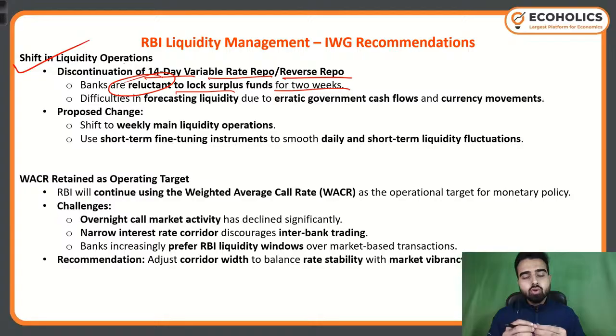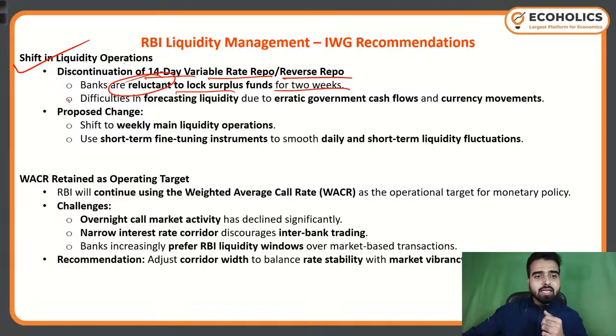Okay, so banks are reluctant under a 14-day. If you see, let's take an example of repo rate. Now RBI is lending. Even under the reverse repo rate, if RBI is getting money from the market, any banking entity doesn't want to deposit their money with RBI for a 14-day long period. So banks are reluctant to lock surplus funds, first of all, for 2 weeks.